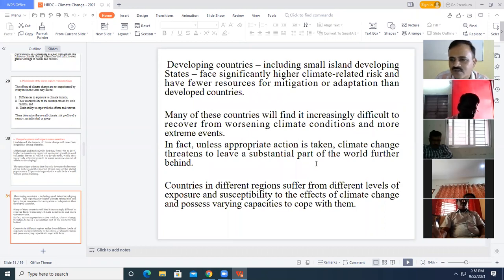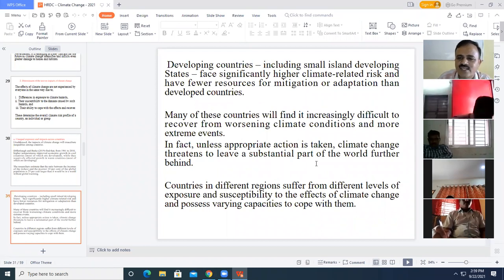Developing countries, including small island developing states, face significantly higher climate-related risk and have fewer resources for mitigation and adaptation than developed countries. So this is the second exposure. One is related to temperature, because of geographical location the exposure is different. The second exposure is related to the mitigation and adaptation strategies to address climate change and climate hazards. Again, there is inequality among countries because of the resources they own. Developing or poor countries have fewer resources compared to developed countries. That is another kind of exposure, in terms of resources.